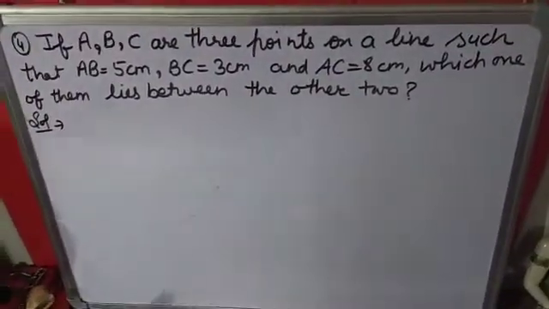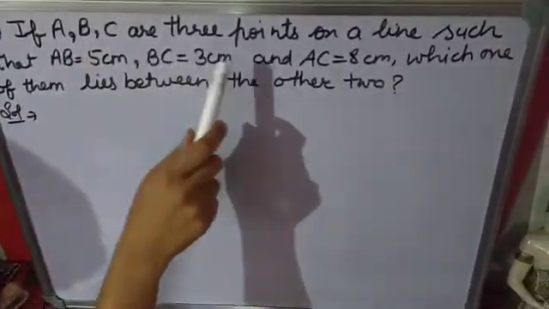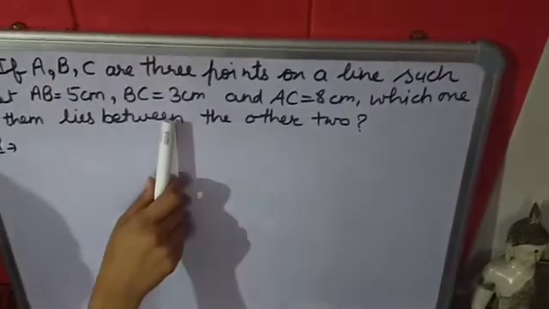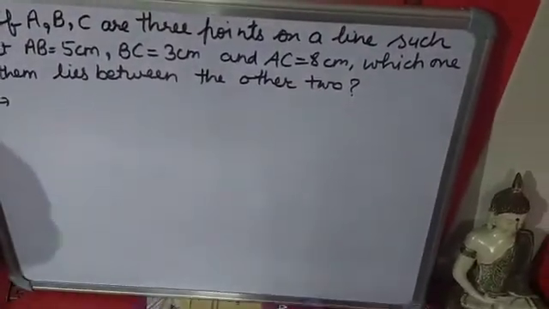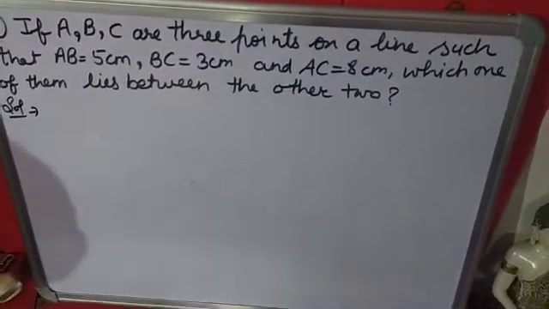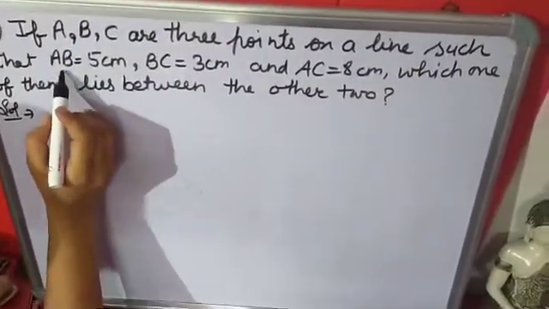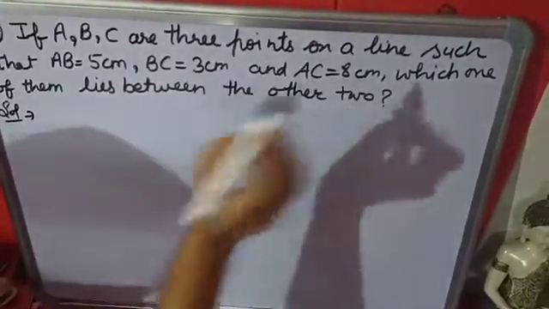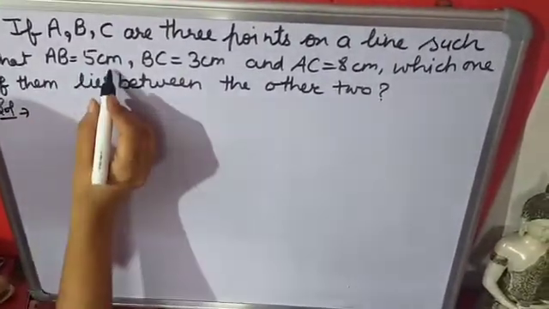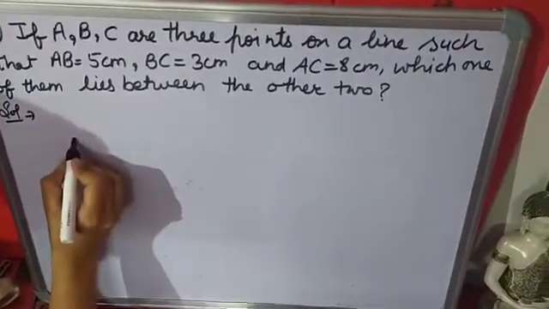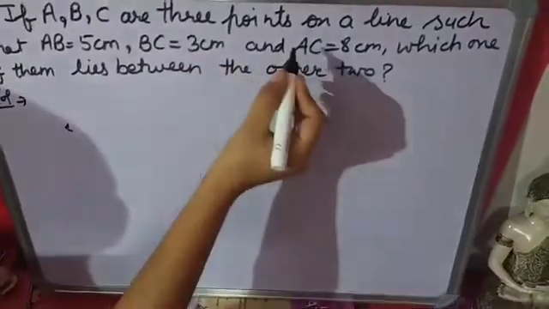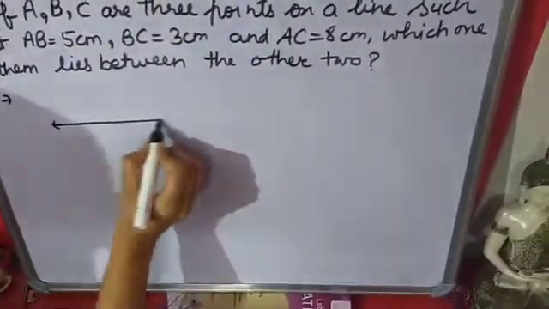Fourth question is, if A, B, C are 3 points on a line such that AB is 5 cm, BC is 3 cm and AC is 8 cm, which one of them lie between the other two? So with help of scale, first of all you will draw. He is saying if A, B, C are 3 points on a line. Okay? So here you will draw AB 5 cm. First of all draw a line. He is saying that ABC are 3 points on a line.